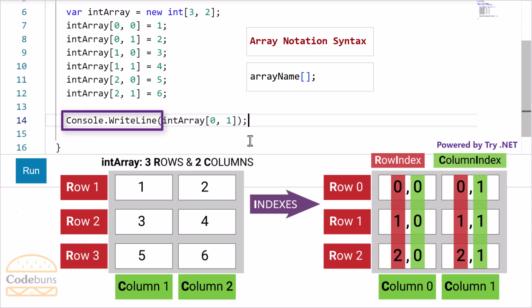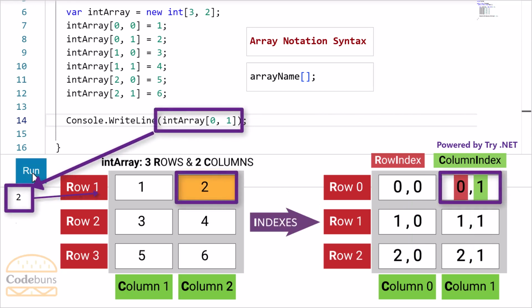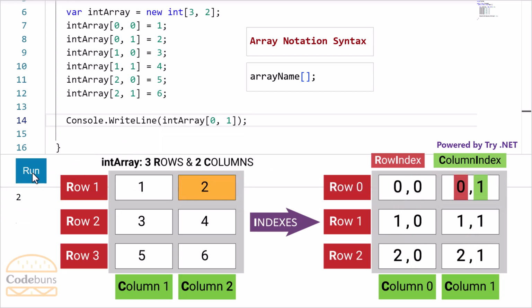This writeLine method is to print the value of the int array in the console window. Click Run. See the output here. Let's try another value.